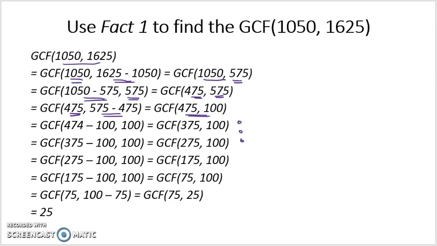If I keep going through this process and keep reducing, I'm going to get down to the fact that the GCF of our original 1050 and 1625 is equal to the GCF of 75 and 25. These two are equal. Again, I haven't taken the GCF, but I've gotten to the point where I can look at that and say, well, what is the largest number that divides evenly into 75 and 25? That's equal to 25. So the GCF of 1050 and 1625, by reducing that, is equal to 25.